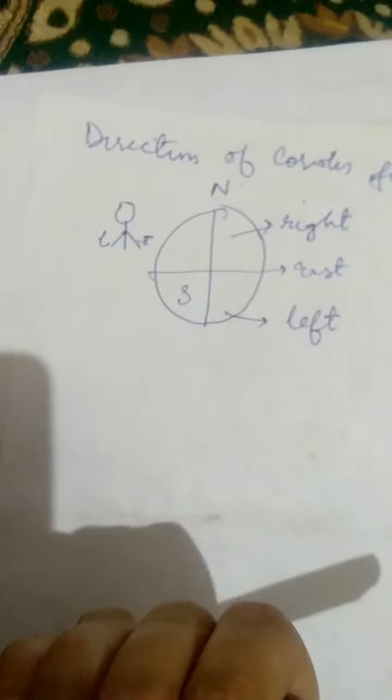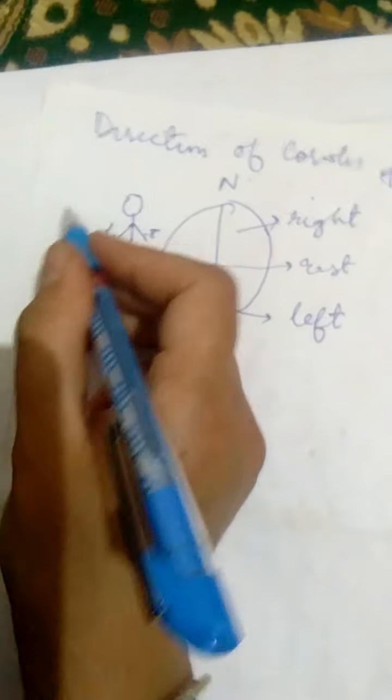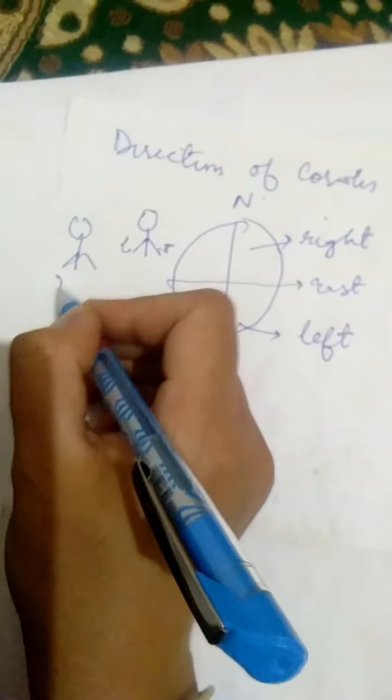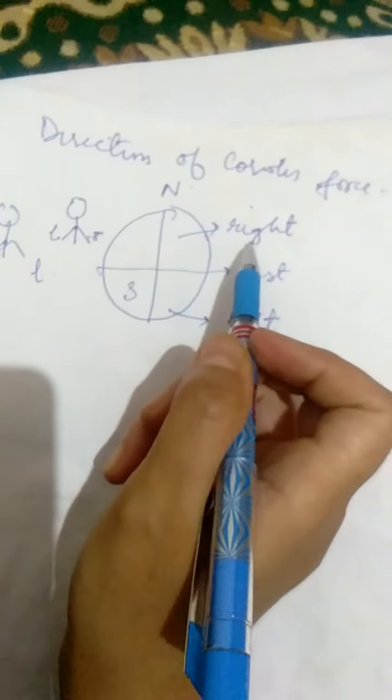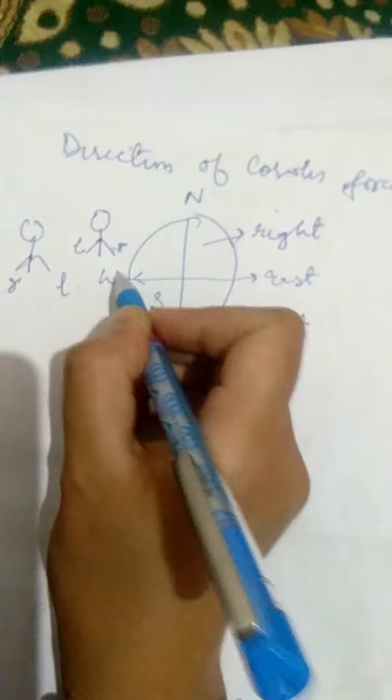Now once the student is moving from north to south, he's facing me, right? In that case, this is the right of the student and this is the left. And when I say that his motion will be deflected towards right, that means towards this side, and that is west.